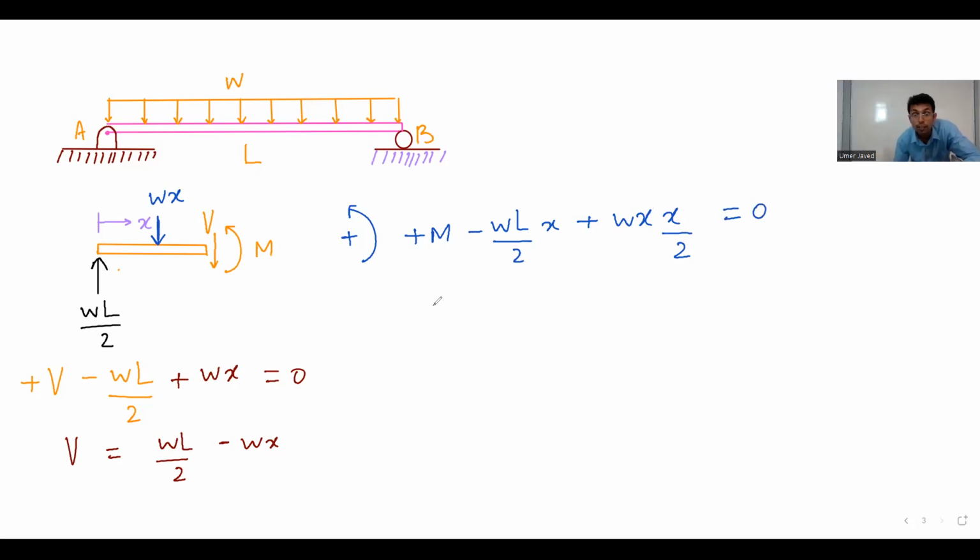So you will have M equal to WLX by 2 plus W x square over 2. Are you confused or are you with me? So I think there is a mistake, Wx by 2 minus Wx. Are you confused or is it fine?